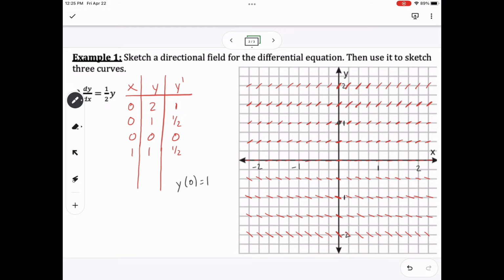So here I just picked 3 values to plot. And the initial point would be (0, 1) here, like what we started with.